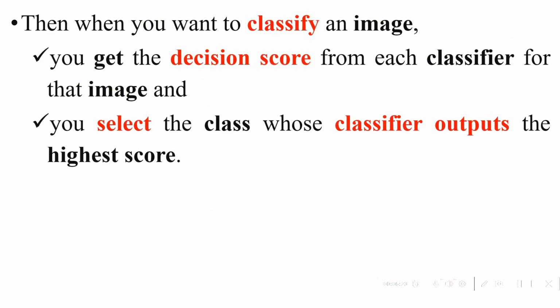Then we want to classify an image. We get the decision score from each class label's classifier for that image. Then you select the class whose classifier outputs the highest score, and that becomes the class label of the given input image. First of all, you have to find the decision score of each and every image. Then, according to the score, we give the class label.